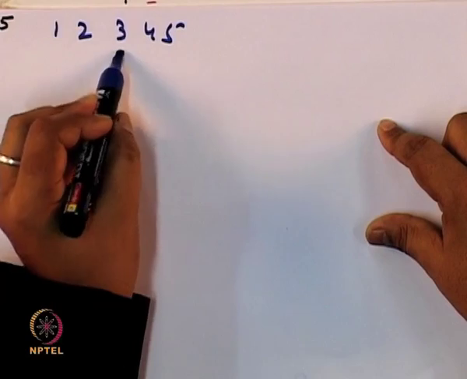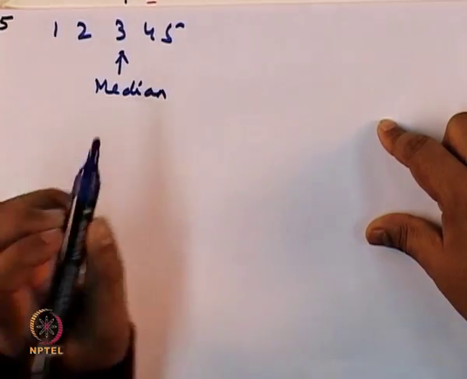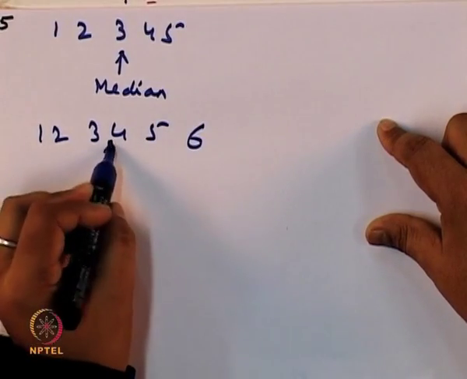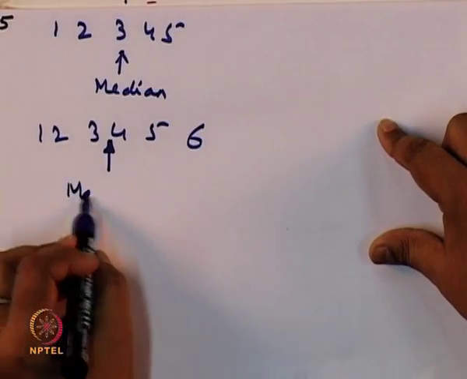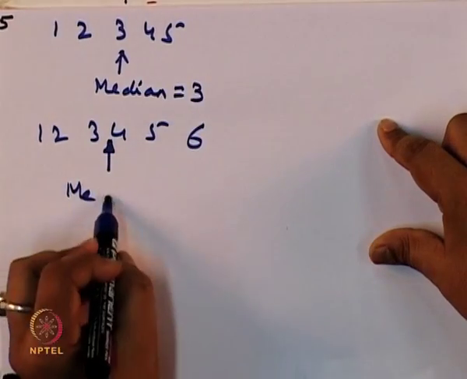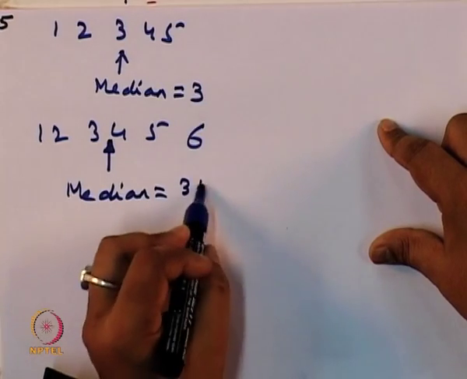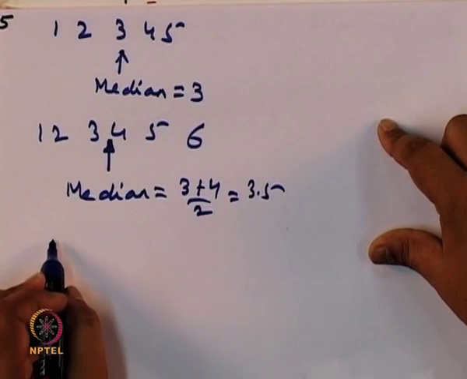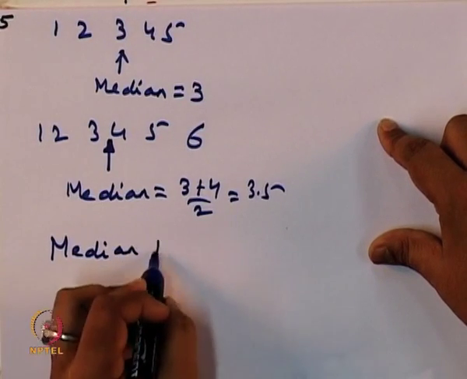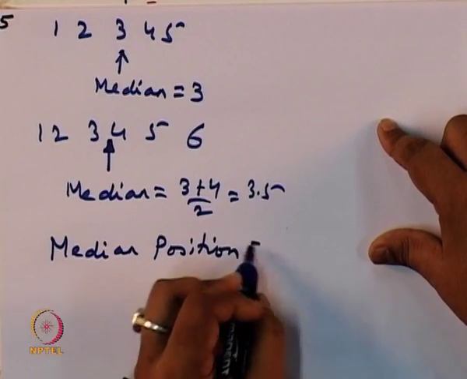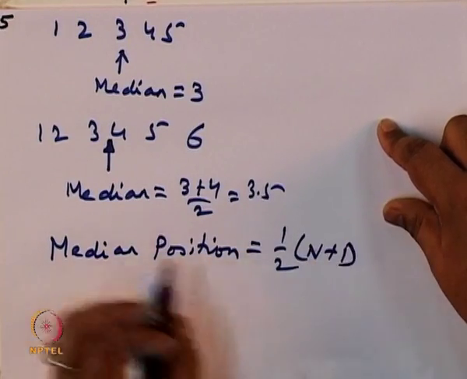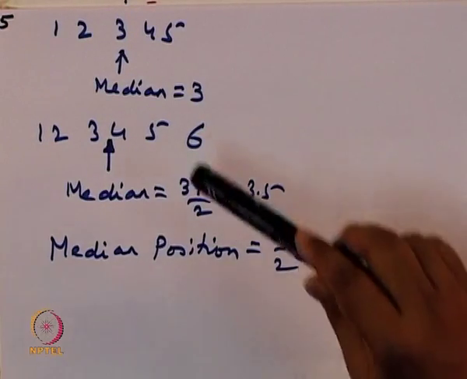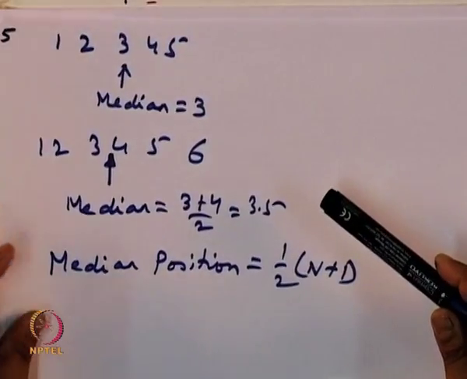You can see that this is my median. But if you have 6 numbers, let us say 1, 2, 3, 4, 5, 6, then the median position comes in between here. So, in the first case median is equal to 3, and in this case my median is equal to 3 plus 4 by 2, which is 3.5. So, you have to find the median position as half into n plus 1, and then find out whether you have to average between two numbers if your data set is even, or you have a unique value if your data set is odd.